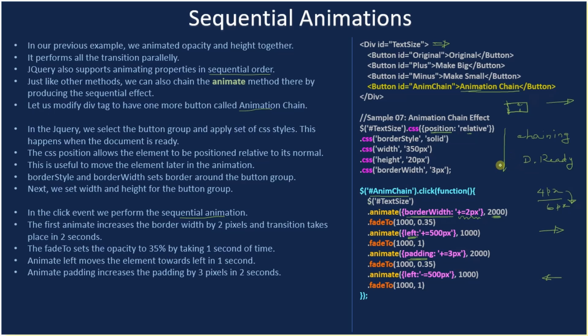So if you see the net effect, first we increase the border width, right? Then we make it transparent, then we move the element, and in the destination we increase the padding. Then we set the transparency and move it, and once it reaches the original position, we restore the opacity to 1. And if you see here, we are doing multiple animations by making use of the chaining, right? Now let's see how this animation chain works. This way you can create your custom animation.